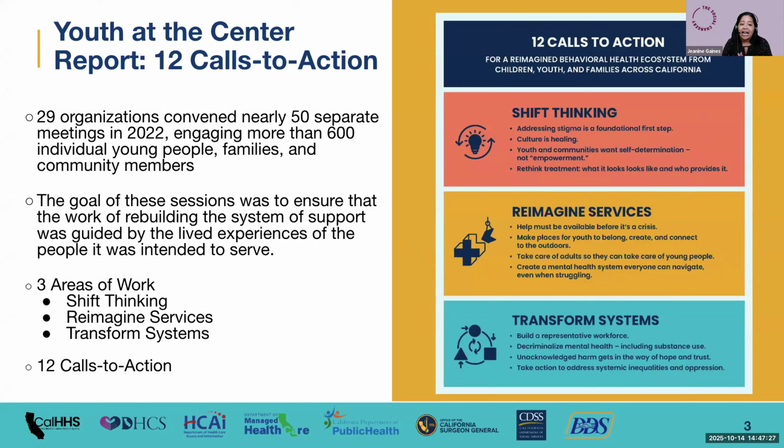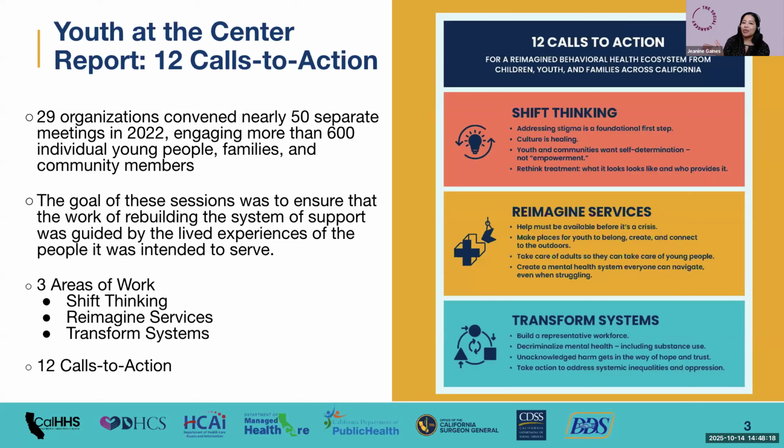At the start of the initiative, we were contracted to work with CYBHI to create the Youth at the Center report, to really talk to youth and families about what was needed. If the system was going to change, what does that look like for them? What do they want to see at the end of the 5 years? We worked with 29 organizations, convening nearly 50 meetings in 2022, and talked to more than 600 young people, families, and community members to really hear their stories. Out of the report, there were 3 areas of work and 12 calls to action. Those areas of work were to shift thinking, reimagine services, and transform systems. And Dana has dropped the report into the chat if you have not had a chance to read it.